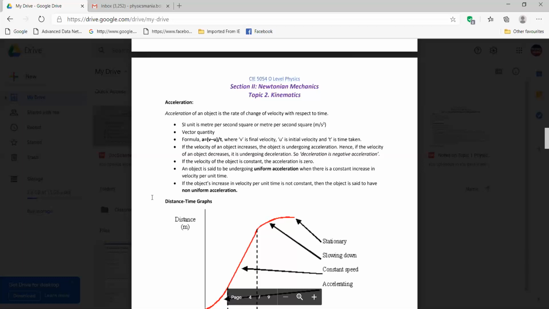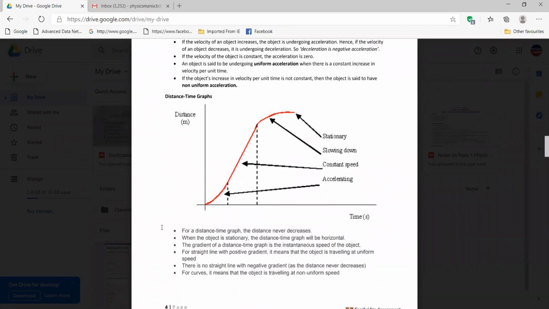Okay. And for uniform acceleration in a velocity time graph, we will get a straight line, a steeper straight line. But for non-uniform acceleration in a speed time graph, we will get a curved line. Clear?